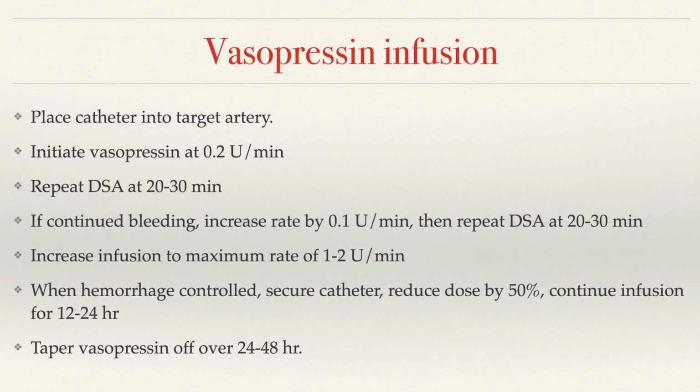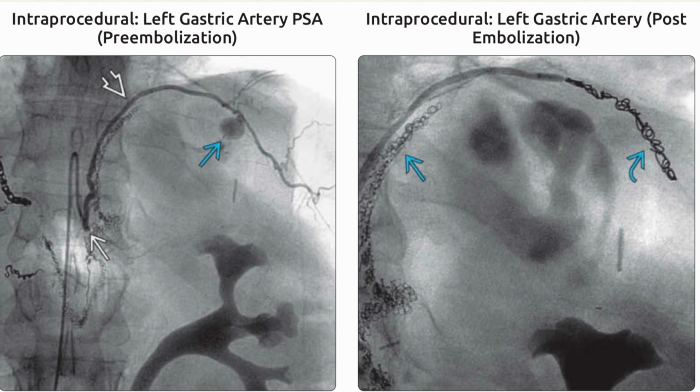And the last resort is vasopressin infusion. I myself have not seen this. So here we will place the catheter into a target artery and initiate a vasopressin infusion, and you have to repeat the DSA after 20 to 30 minutes. And once the hemorrhage is controlled, you'll have to reduce the dose by 50% and you should taper it. So now I'll show you a few cases.